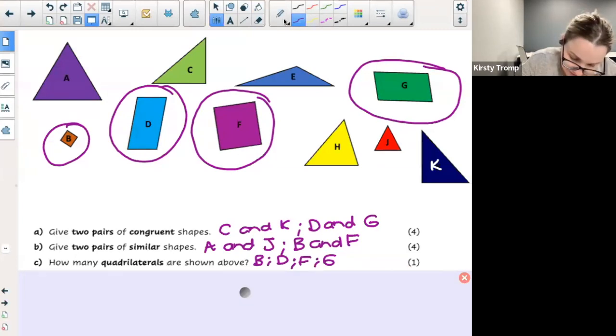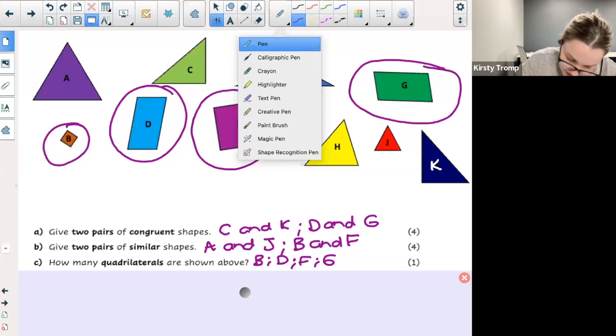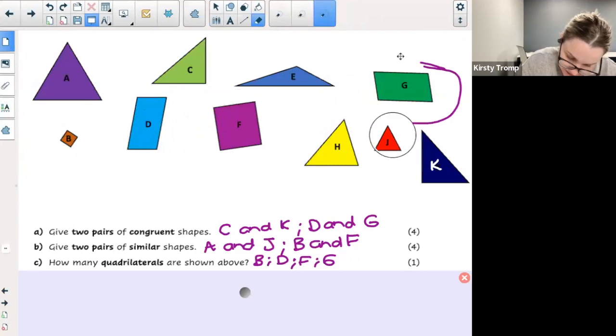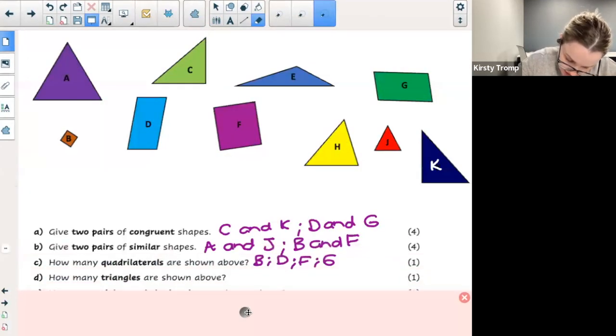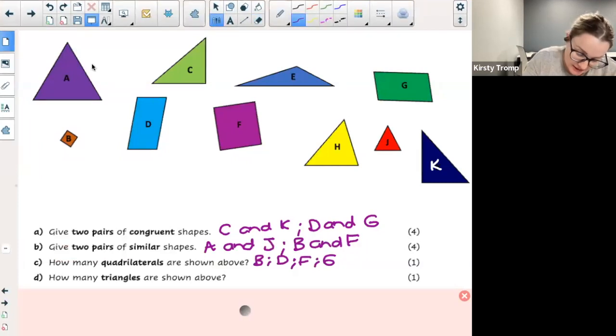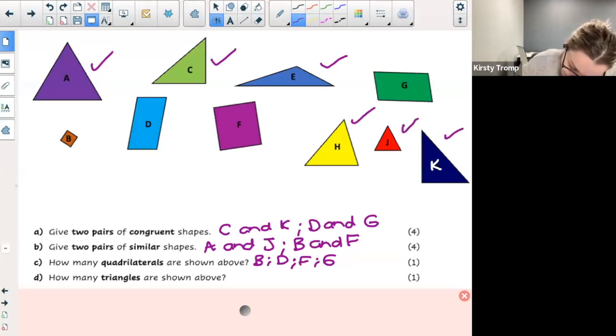Okay, so let us have a look at our next question. Our next question says, how many triangles do we have above? So triangles have 3 sides. And if I'm looking at my drawing for the triangles, I see 1, 2, 3, 4, 5, 6 triangles. So I see 6.